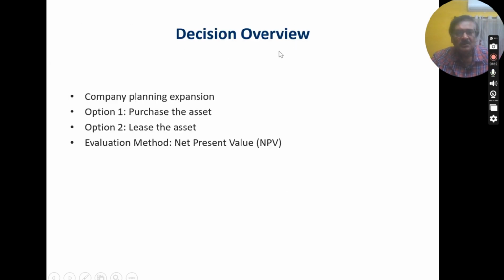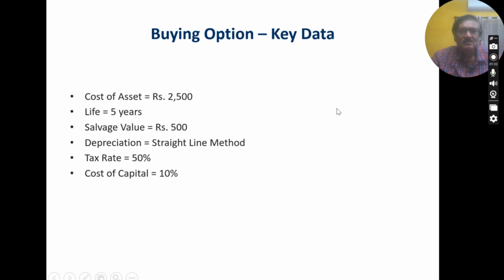Decision overview. Company planning for expansion. Option 1, purchase the asset. Option 2, lease the asset. Evaluation method, net present value, that is NPV method. And this is the brief of the problem.